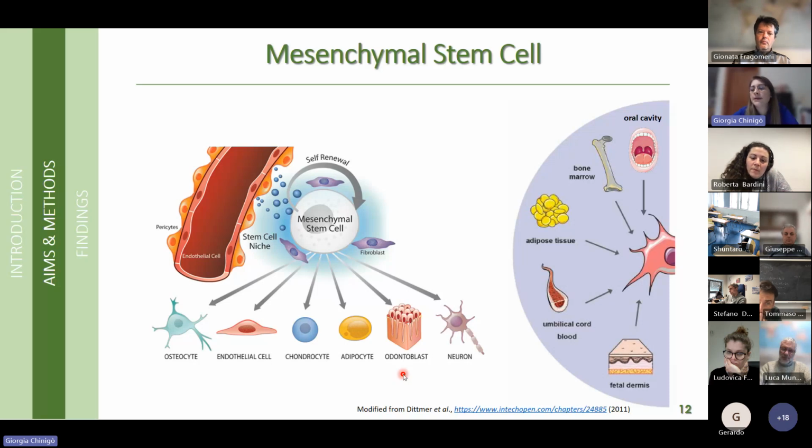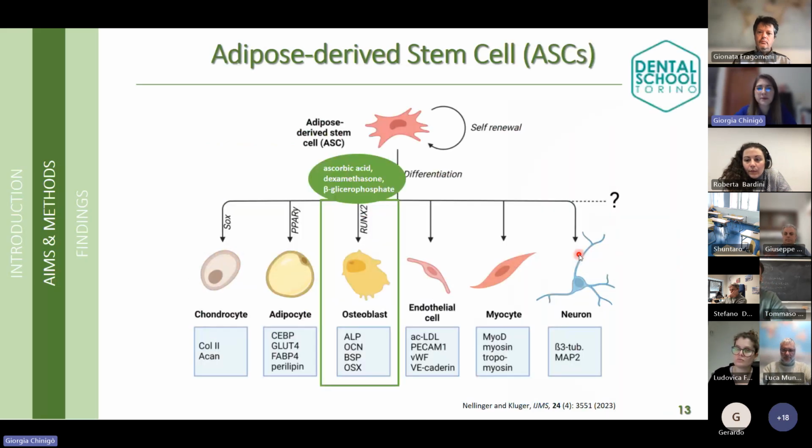Mesenchymal stem cells can be isolated, as you can see there, from different tissues: the oral cavity, bone marrow, adipose tissue, umbilical cord, and fetal dermis. And the idea is basically to isolate these stem cells from the tissue and then expand them in vitro and then apply them in clinical trials, transplanting them into the patients. In our studies, we use two main types of mesenchymal stem cells. First of all, stem cells isolated from the adipose tissue, thanks to a collaboration with the Dental School of Torino.